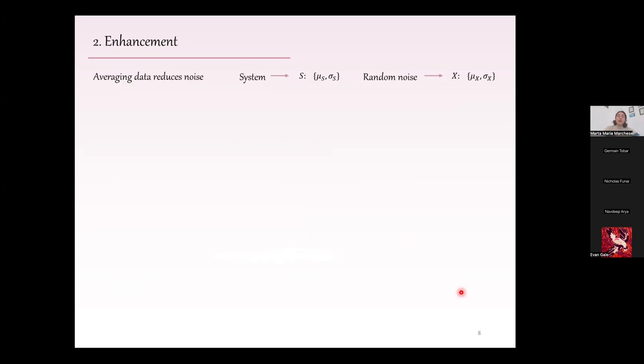Now I would like to talk a little bit about how we can get an enhancement. Since I said all these signals are very weak and it is very difficult to distinguish them, even with a highly sensitive optomechanical platform, it will be good to find some way to get an enhancement. In general, we know that averaging data is a common practice to reduce random noise. So let's say that we have a system that is subjected to some random noise, and we can describe the noise in terms of the average and the variance.